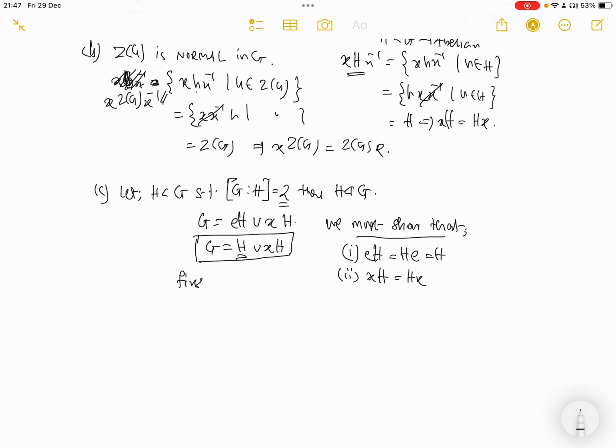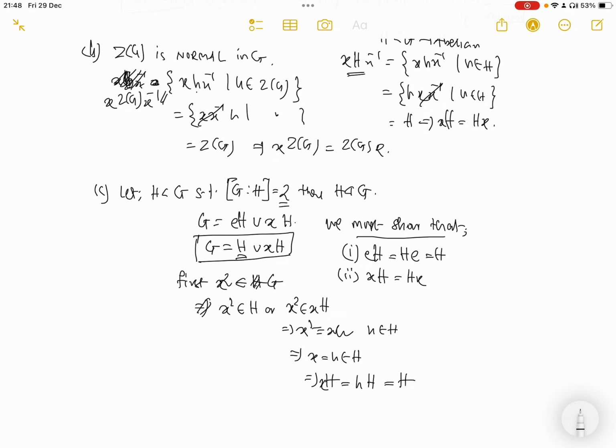And now let's see. The first thing, first, observe that x square in H would imply that, so there are two choices, right? Because x square is in G. So x square is either in H or in XH, right? But this means x square is some x times h for h in H, and you cancel x, you get x is this, which is in H. But this means XH is same as HH, which is H.